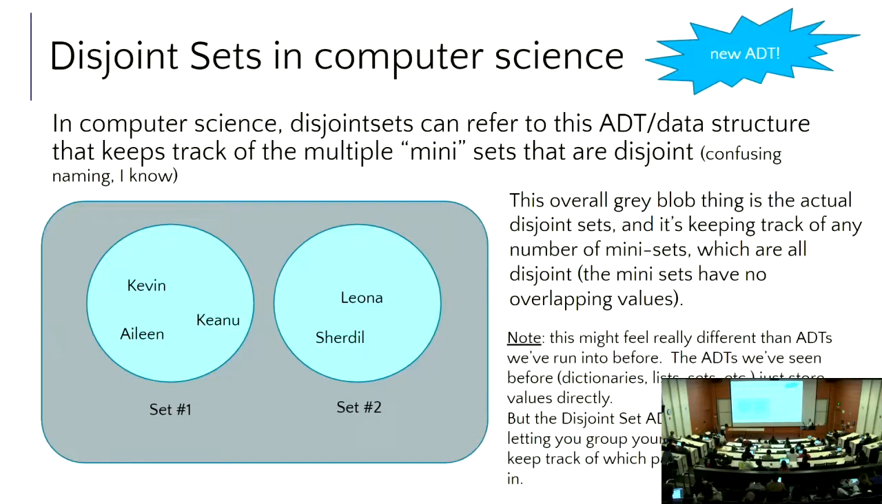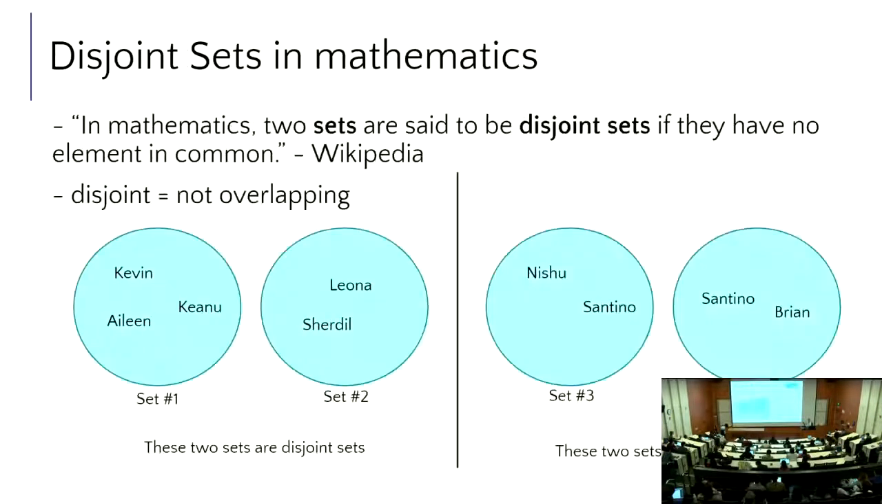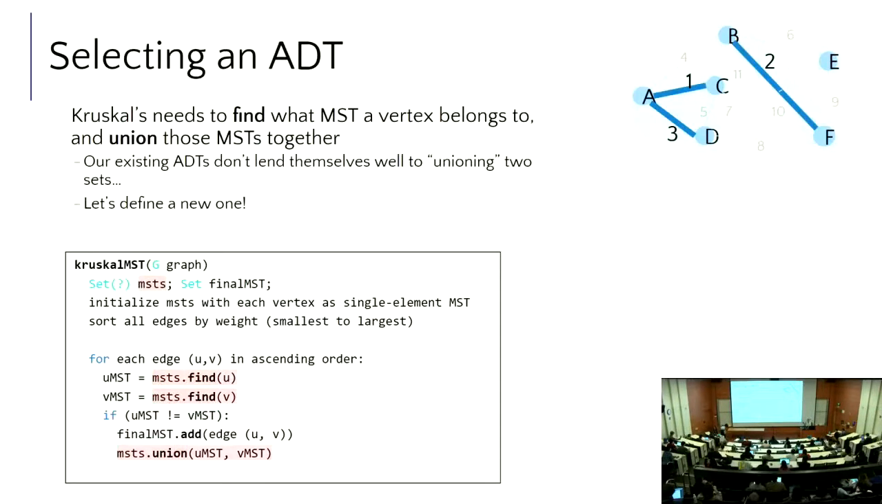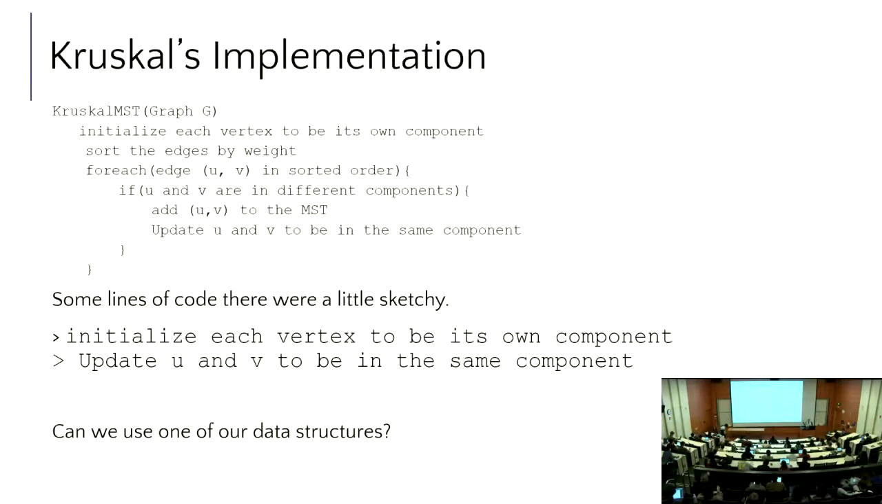And then when you union two sets together, they become one larger set still. We're going to talk about how you actually implement this data structure and then how you use it to accomplish these two sketchy lines of code in the Kruskal's pseudocode. I'll stop it there for today.